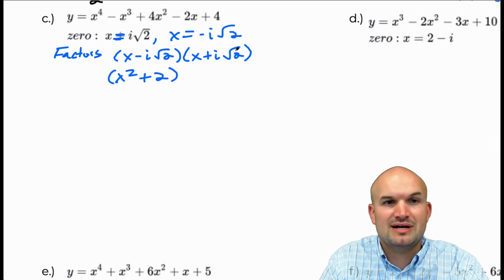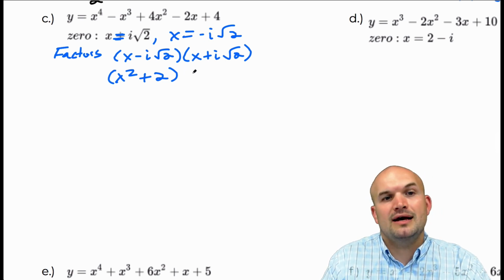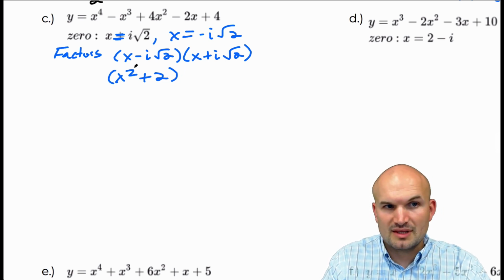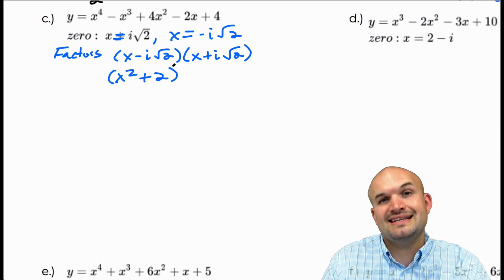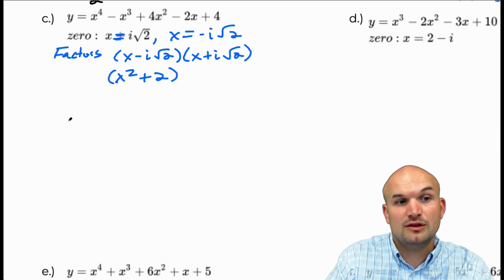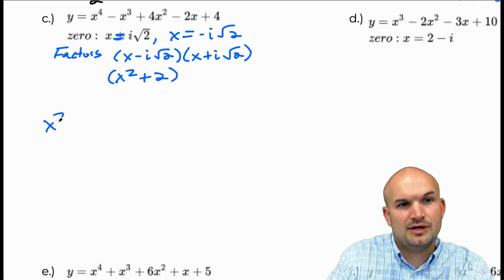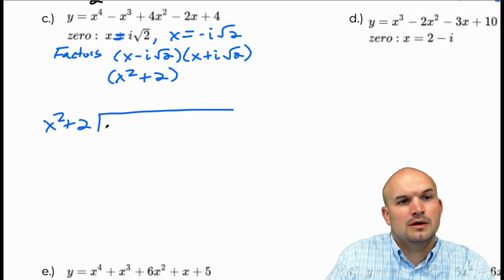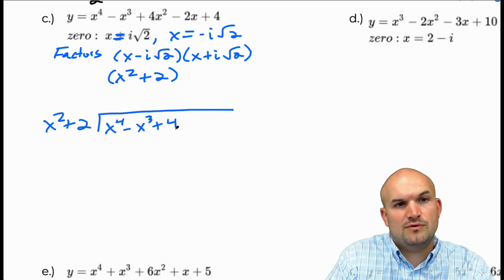We're multiplying our two complex conjugates to get another factor over real numbers that now we can use with long division. So let's go ahead and set up here our long division. So I have x to the 4th minus x cubed plus 4x squared minus 2x plus 4.